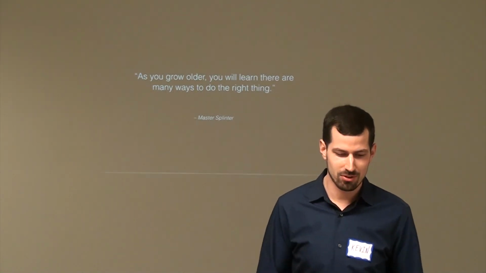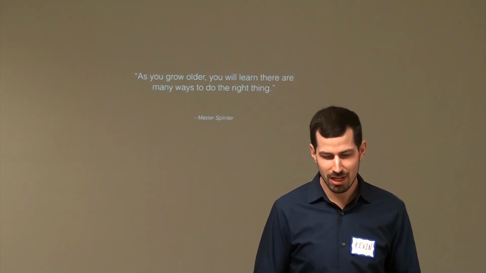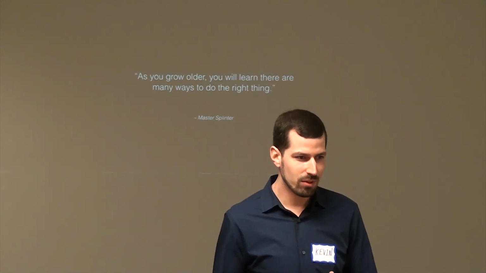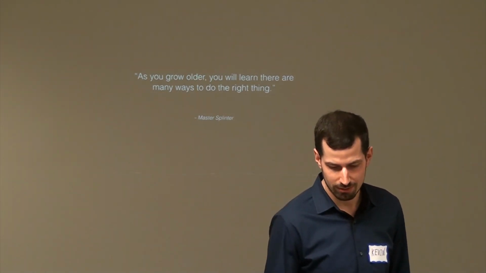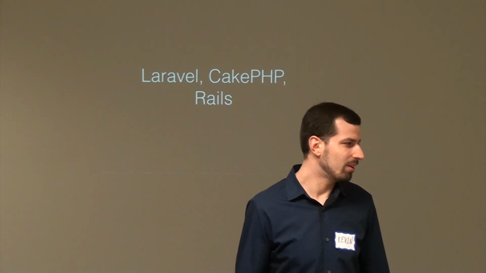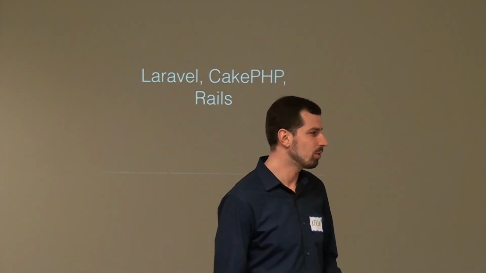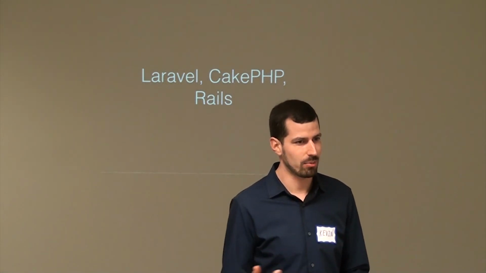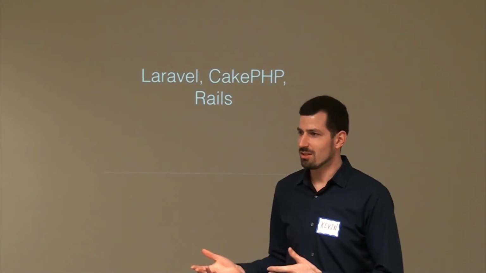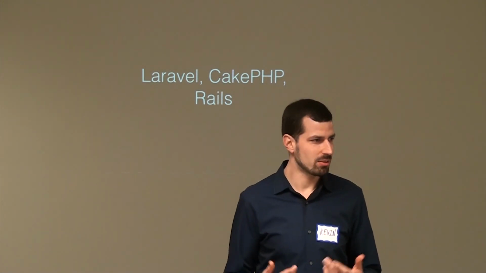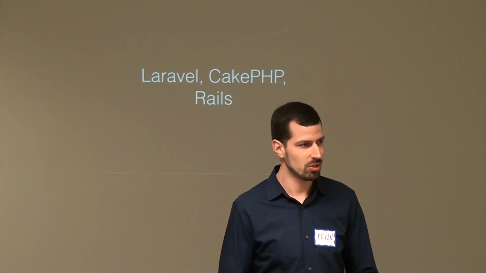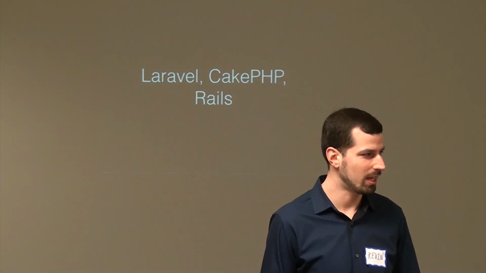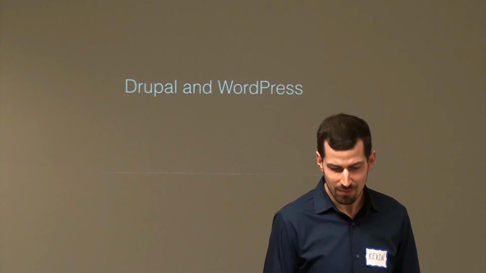And in the words of Master Splinter, as you grow older, you will learn there are many ways to do the right thing. So for now, we do use these CCK and Views and different tools for WordPress as well. And we have Laravel and CakePHP and Rails for the Ruby people who need to use code still. If you want to build an application, you can have these kinds of features at the application layer, but Drupal and WordPress are really great, especially for some of these sites. And development speed is money. So is there a way to get that coding aspect inside of any of these platforms, inside of Drupal or WordPress?